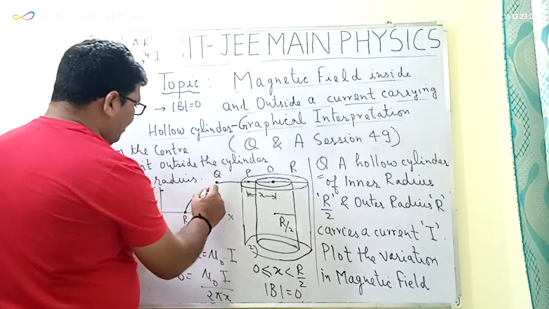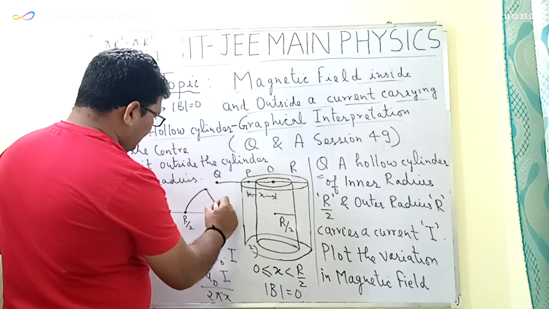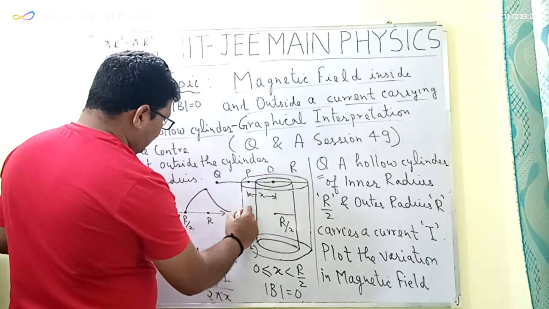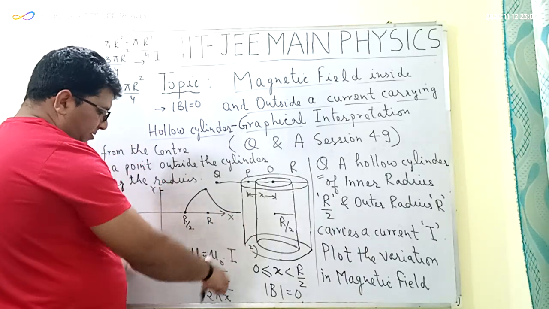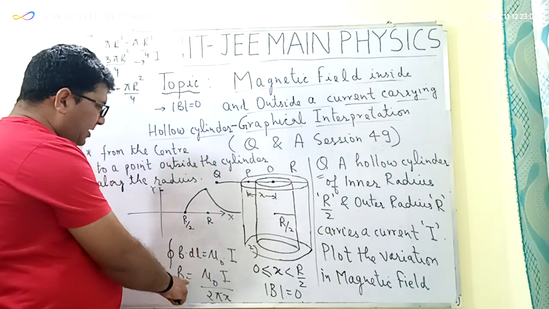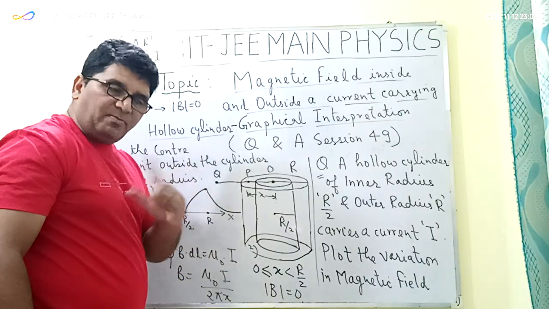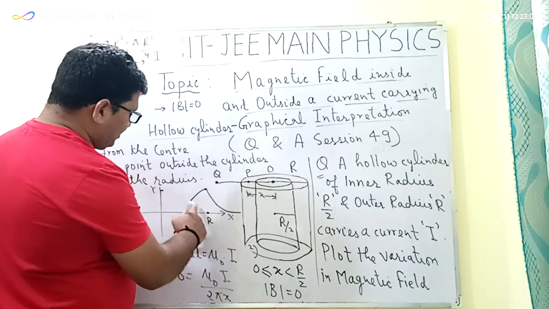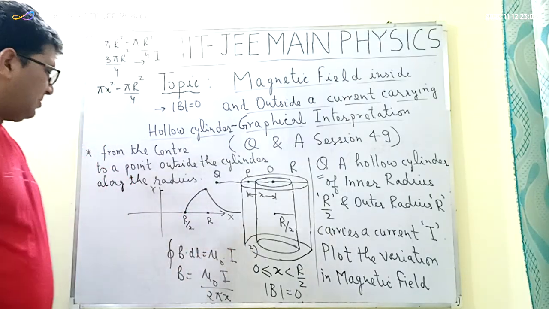So the curve will be like this. When the value of x is very large, the value of B will be tending towards 0. It will not be 0, but it will be tending towards 0. So the graph will be something like this.